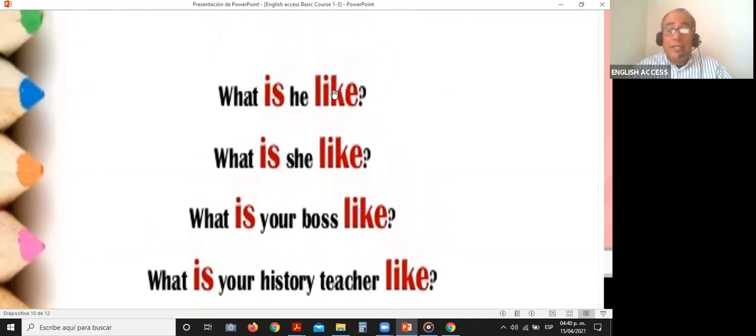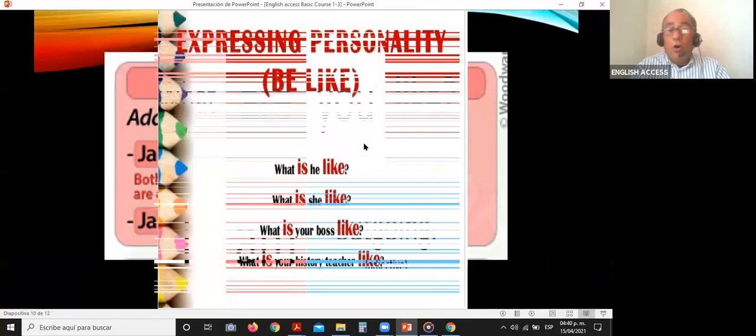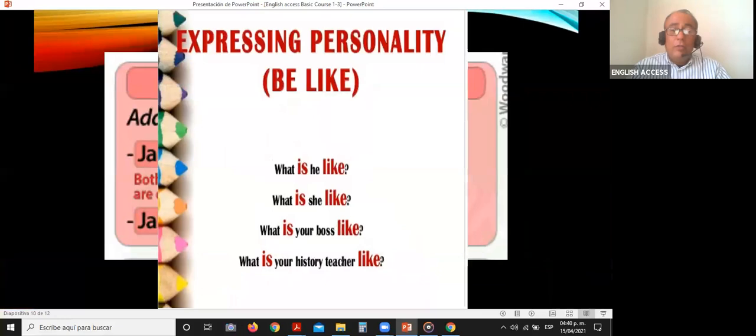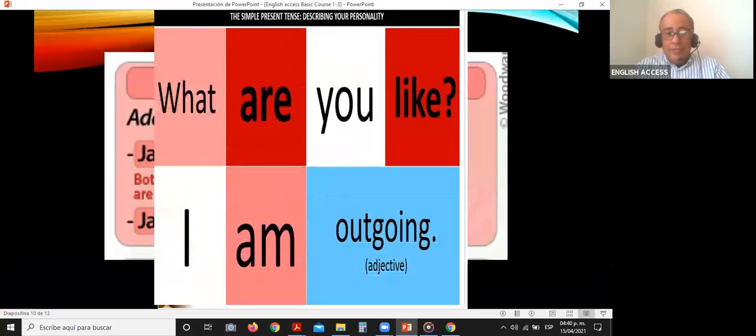Like is a word that has many uses, not only to show that you have a preference. For example, I like Coca-Cola, I like tortillas. In this case, we are using the verb be in combination with like to show or to ask about personality. In this case, what are you like? You can say about yourself to describe your own personality.